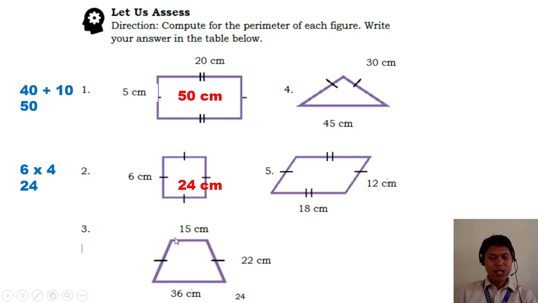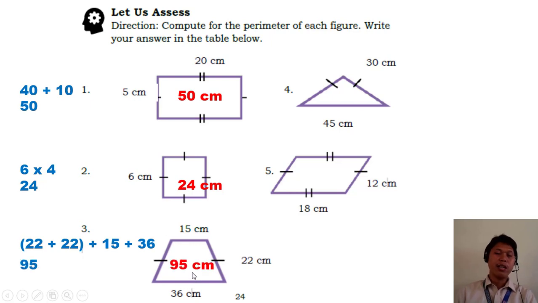Next, it is a trapezoid. Okay, as you can see, this symbol indicates that these two sides are equal. So this is 22, and this is also 22. So you're going to add 22 plus 22 plus 15 plus 36, which is 95. And that's our perimeter, 95 centimeters.